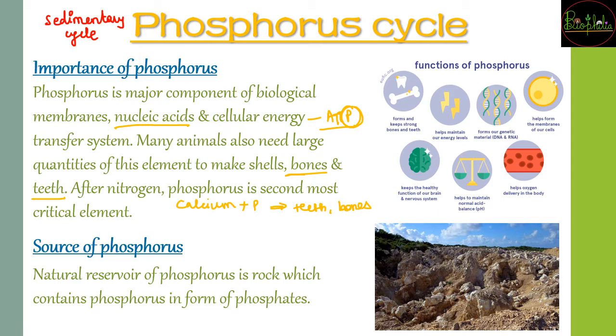So for that reason, phosphorus is going to be the second most critical element after nitrogen. First nitrogen, and second number comes phosphorus. So you can understand the importance of phosphorus and the importance of understanding the phosphorus cycle. So what is the source of it? It is going to come from the rocks, rocks that have phosphorus in them. These are in the form of phosphates, and from the rocks they are being utilized for the sourcing of this element.